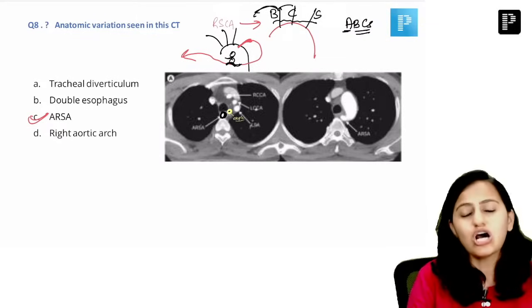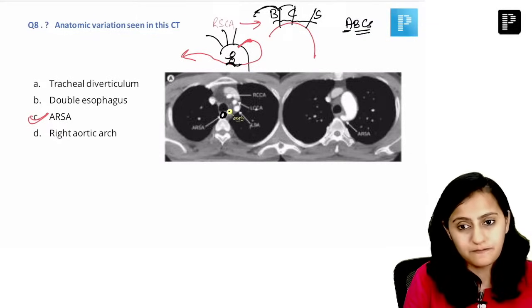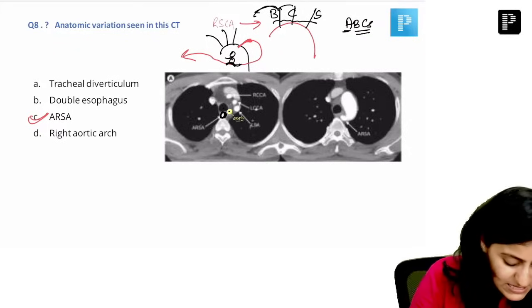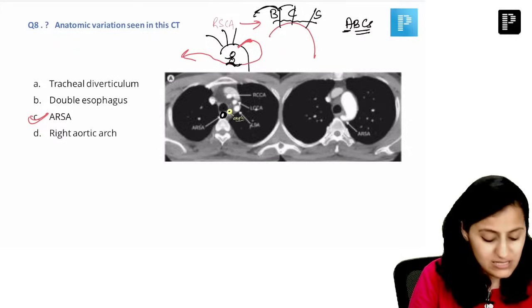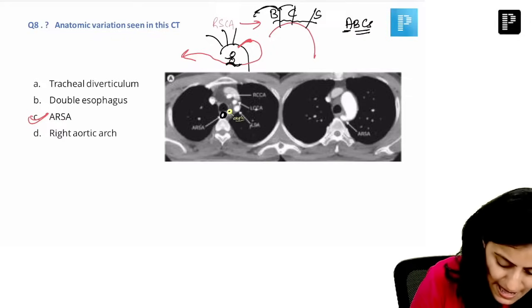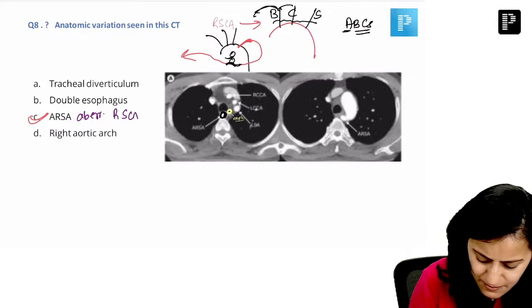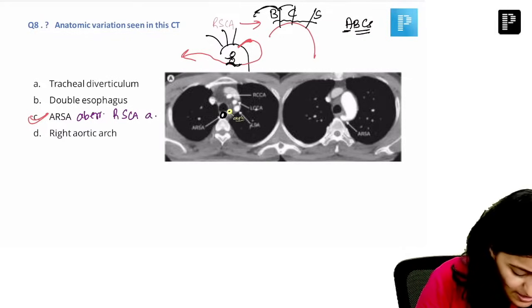It was not tracheal diverticulum. It was trachea, and the other air-filled structure was esophagus. It was ARSA, aberrant right subclavian artery. Okay, the answer there was aberrant right subclavian artery.